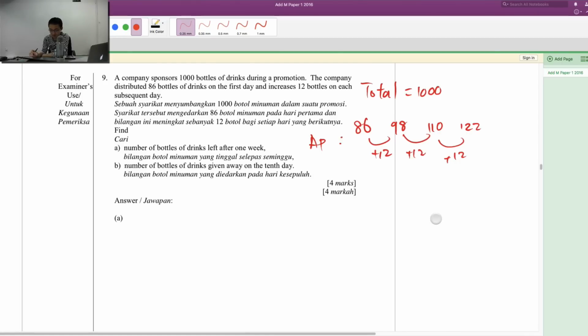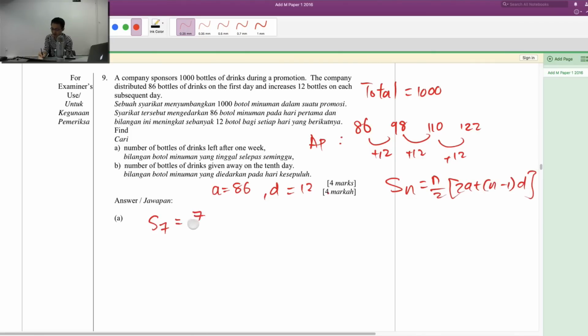And then the question asks you to find the number of bottles of drink left after 1 week. So that means I want to know the total for 1 week, how many bottles are used. So I will find S7, because from the first day until the 7th day. I know my a is 86 and my d is 12. Sn for AP is n over 2 times 2a plus n minus 1 times d. This is just the formula. So it'll be 7 over 2. 2a is 2 multiplied by 86, which is 172, plus n minus 1, which is 7 minus 1, will be 6. d will be 12. Then this is just math. Plus 6 times 12 is 72, and then multiply by 7 over 2. So you will get 854 bottles after 1 week.